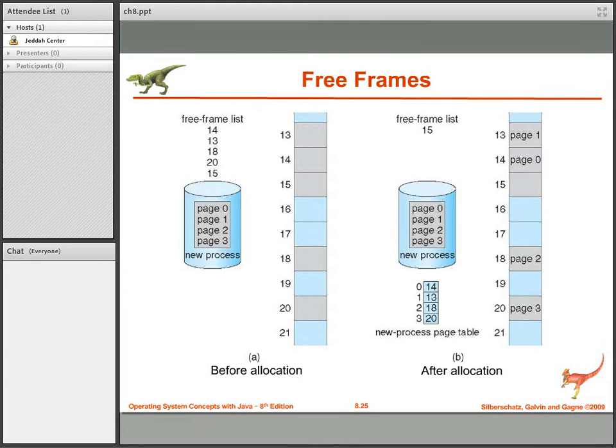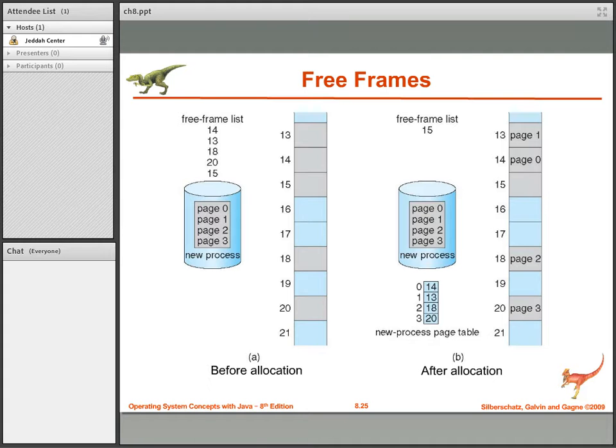On the left, you have a new process, pages 0, 1, 2, 3, and we have a free frame list: 14, 13, 18, 20, 15. These are shaded in gray in the second column of drawing A. This is before allocation to the free frames. What happens after allocation to the free frames?